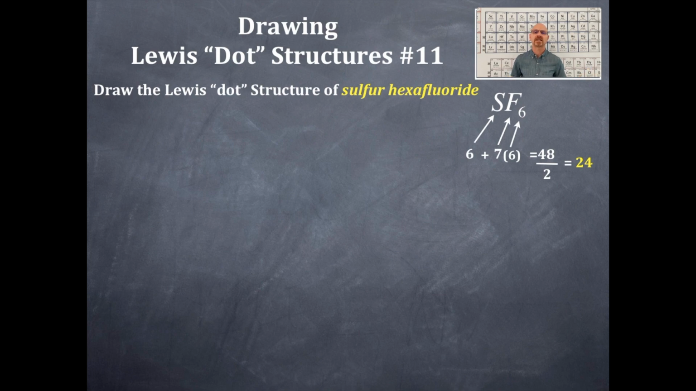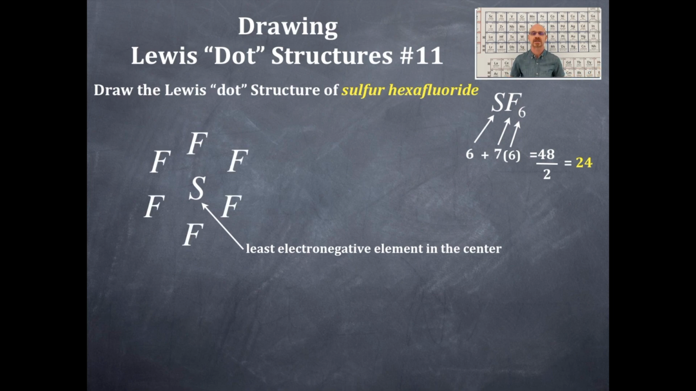Now we're going to find the least electronegative element, and that's the sulfur. That goes in the middle. Then the fluorines go around the sulfur, but I first need to check one thing: what period is sulfur in? Sulfur is in period 3. If it's in period 3, 4, 5, 6, or 7, it can exceed the octet rule. Therefore, all 6 fluorines can go an equal distance around the sulfur in a circle-like pattern, just like that.